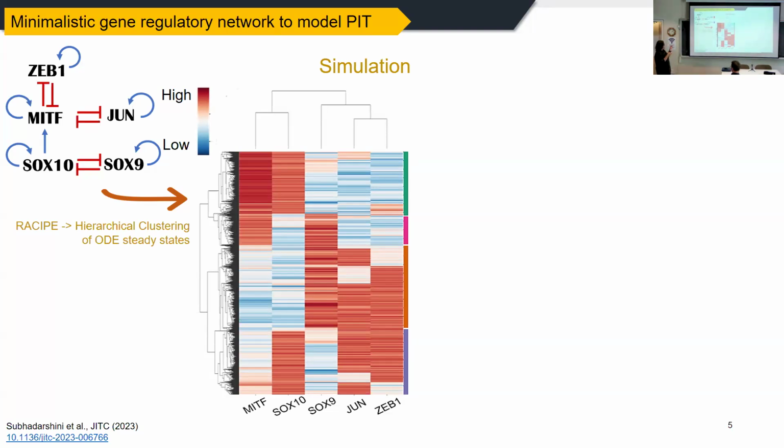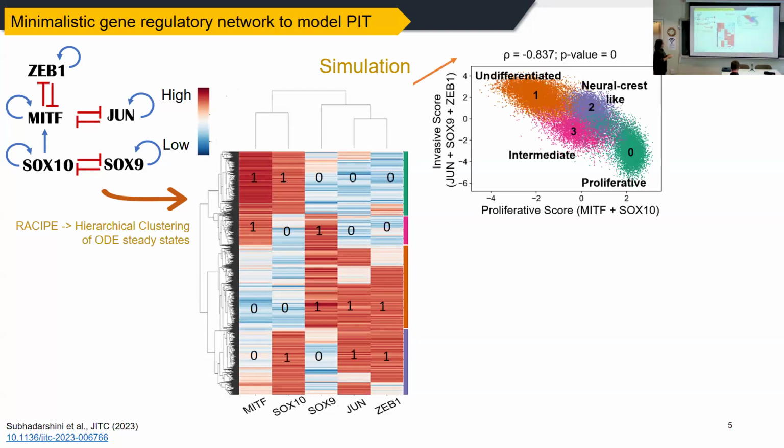So in order to better classify these solutions, or as I would like to call it, virtual cells, into phenotypes, I devised 2 scores. The proliferative score is the Z-normalized steady-state expression of these 2 transcription factors, or proliferative master regulators, and the invasive score is the summation of the Z-normalized steady-state expression of the other 3 genes. And then you project all of your virtual cells in this proliferative invasive plane, and you can see that you have, qualitatively, 4 phenotypes.